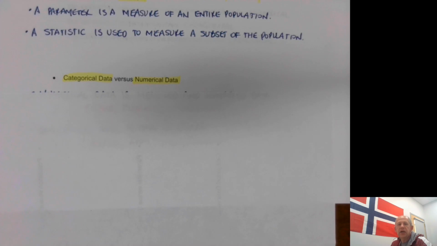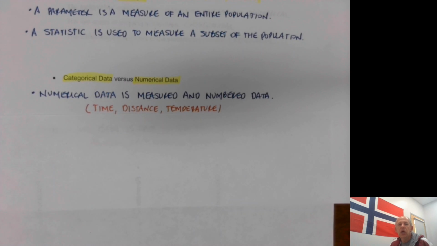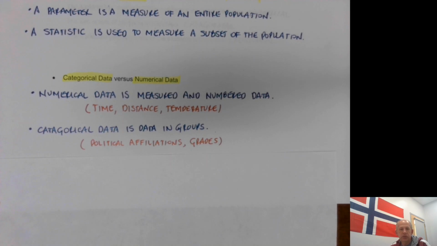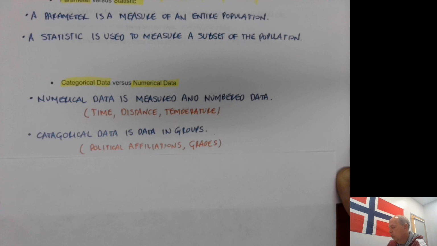And then there's two main types of data: categorical and numerical. Numerical data is data that's measured and can be numbered, like a time, a distance, a temperature, something that has an actual numerical value. And categorical data is data that is placed in groups, such as political affiliations, Democrats, Republicans, Independents, grades, A, B, C, Ds, and Fs, anything that can be put into groups. So there is the difference between numerical and categorical data.